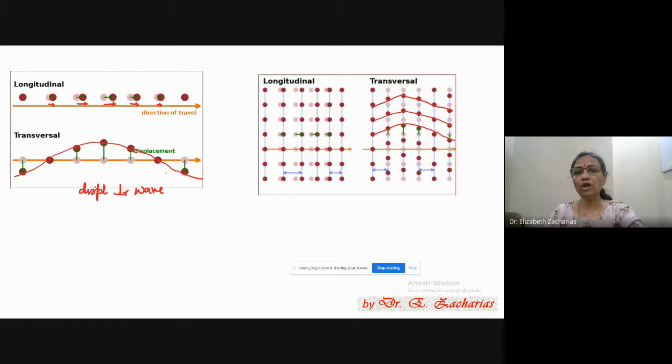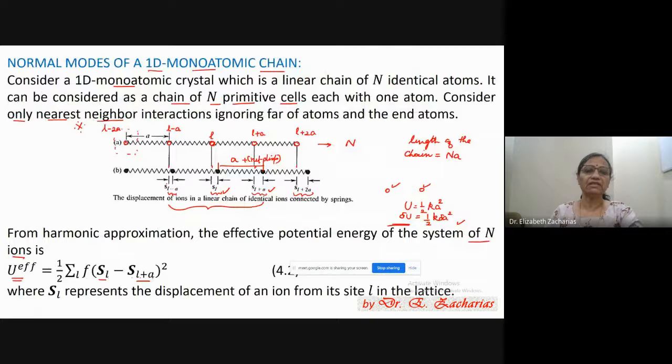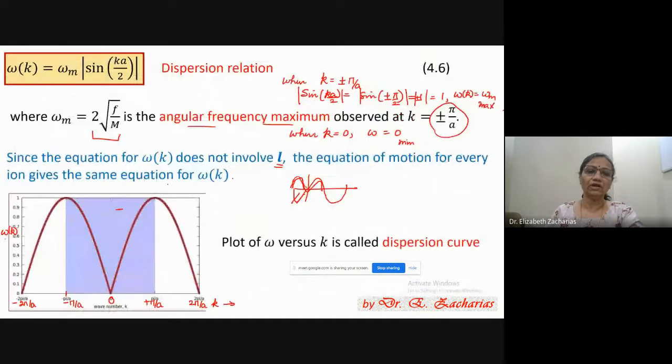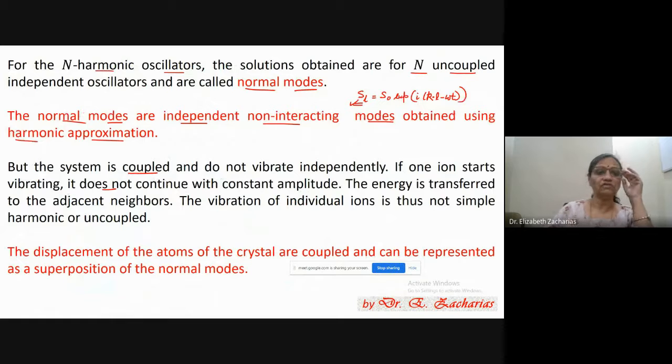So we have made a small concession by pretending that they are independent of each other, not linked to each other. The system is coupled. It is not uncoupled. Therefore, it will not vibrate independently as we think. If one ion or atom starts vibrating, it will not keep vibrating with a constant amplitude. You must remember that energy is proportional to the square of the amplitude.